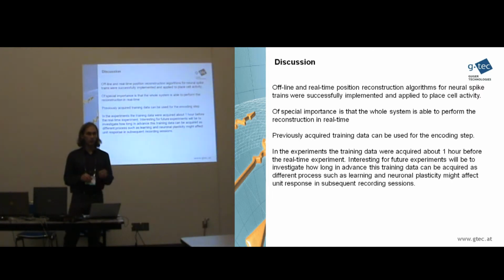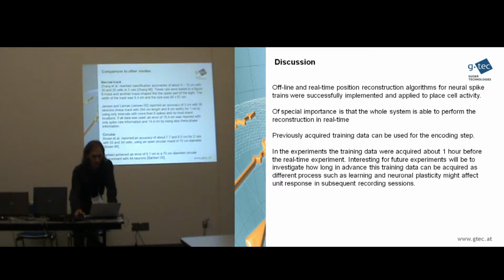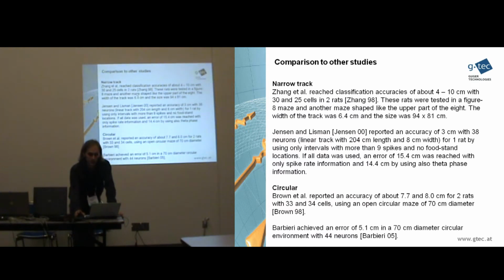And in future it will be very interesting how long before we can acquire the training data, because learning effects and neuronal plasticity might change the firing fields. If we compare the results now to the other studies from China, who achieved accuracies between 4 and 10 centimeters with 30 to 25 cells in this figure 8 maze.